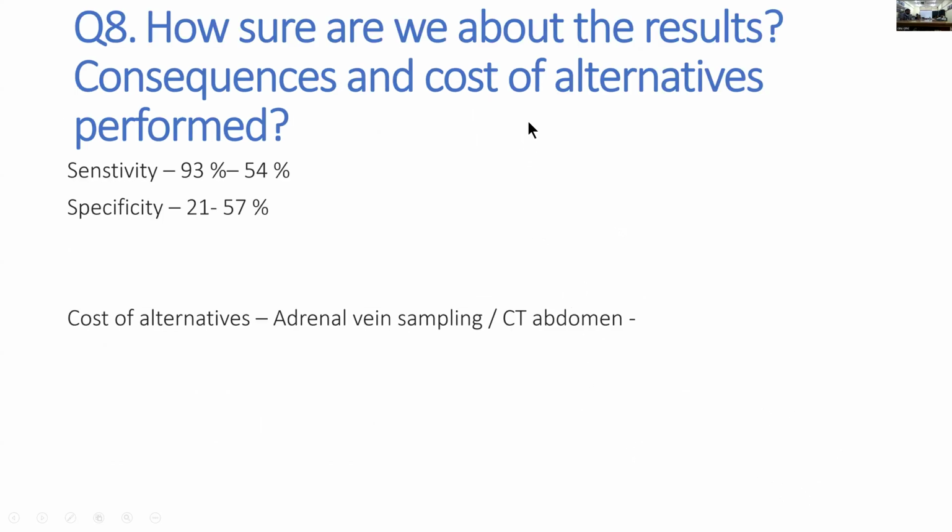So how good are we? How sure are we about the test? The best sensitivity you're getting is 93%, but your specificity comes down, and if you're looking for a good specificity, your sensitivity is low. So these are the values we have got here.